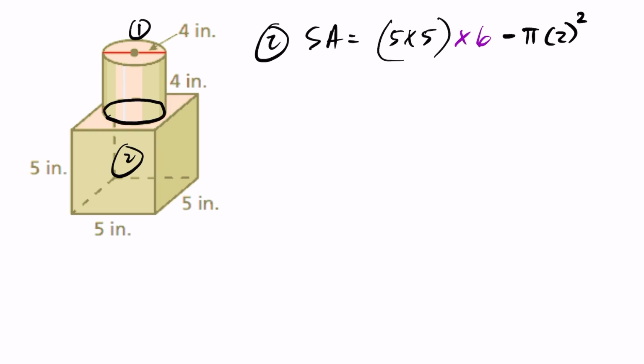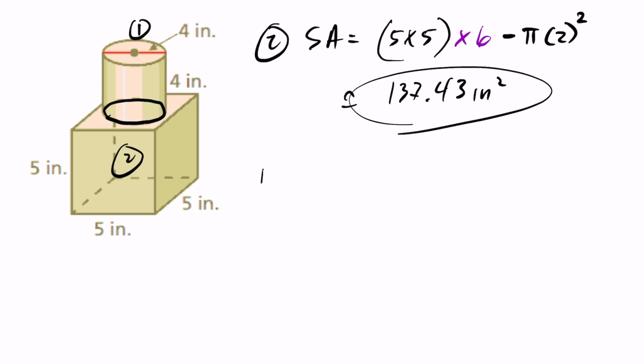So now I've calculated this. If I do this calculation here, we end up getting approximately 137.43 square inches as the surface area of shape 1.